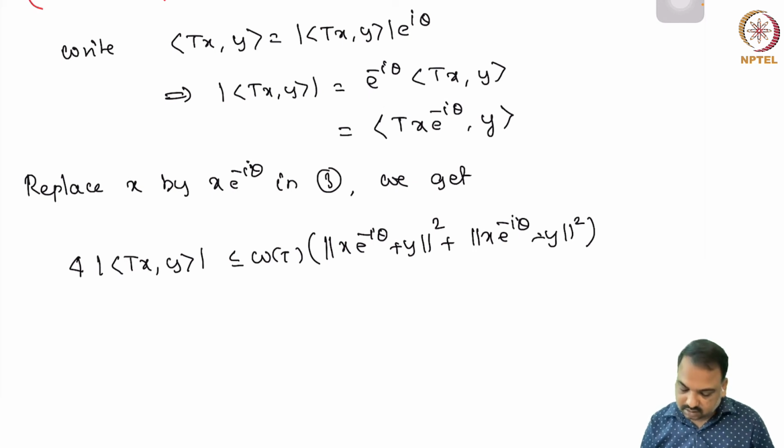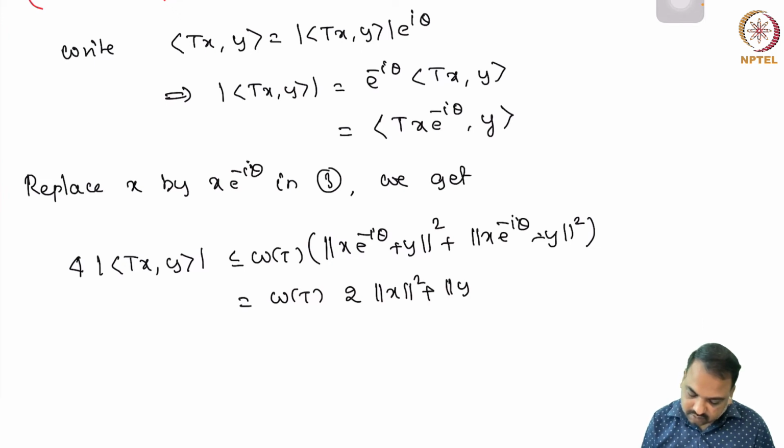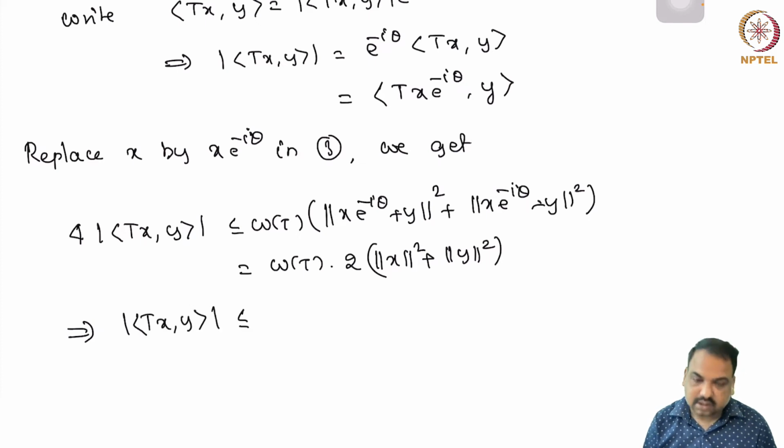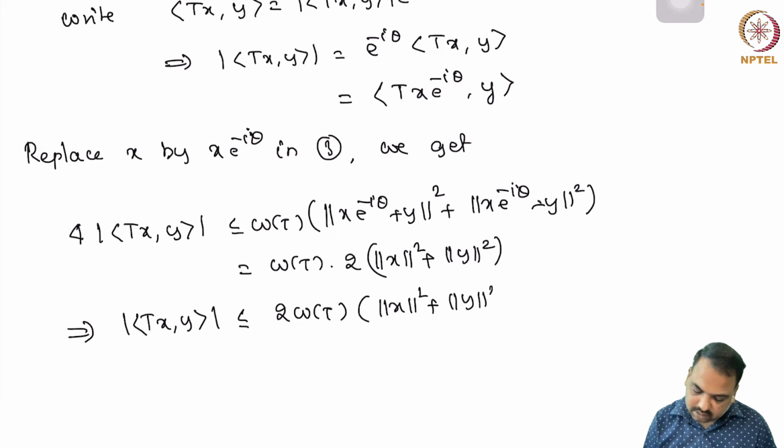Okay. Now this is nothing but omega T, and by the parallelogram identity this is 2 times norm x square plus norm y square. So that means modulus of inner product Tx with y is less than or equal to omega T over 2 times norm x square plus norm y square.